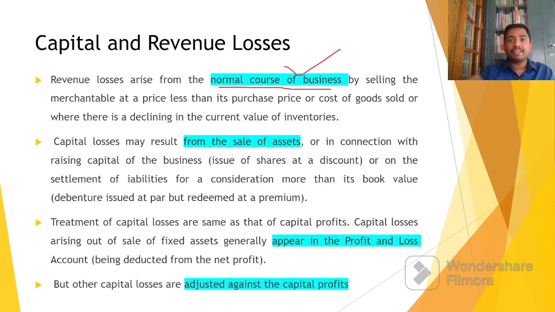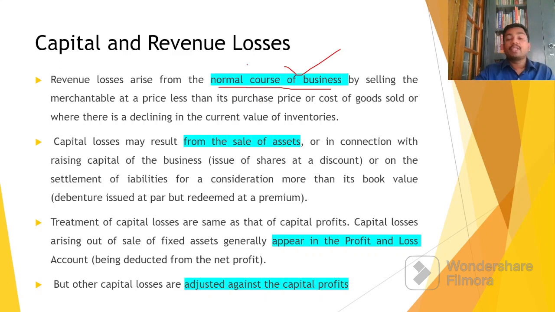If the business is having its own operating activity, and if the loss is derived from those operating activities, then that can be treated as revenue losses. So it is associated with the customers, it is associated with the sale of goods, and if it derives a loss, then that can be treated as a revenue loss.